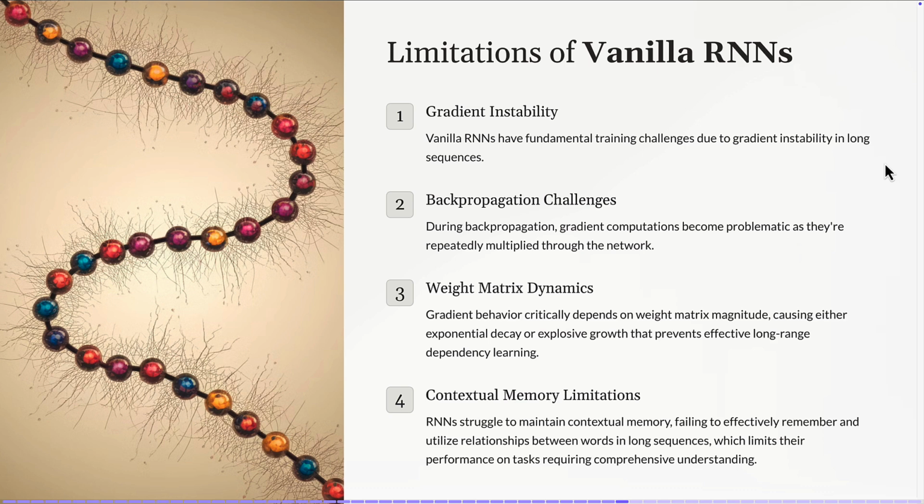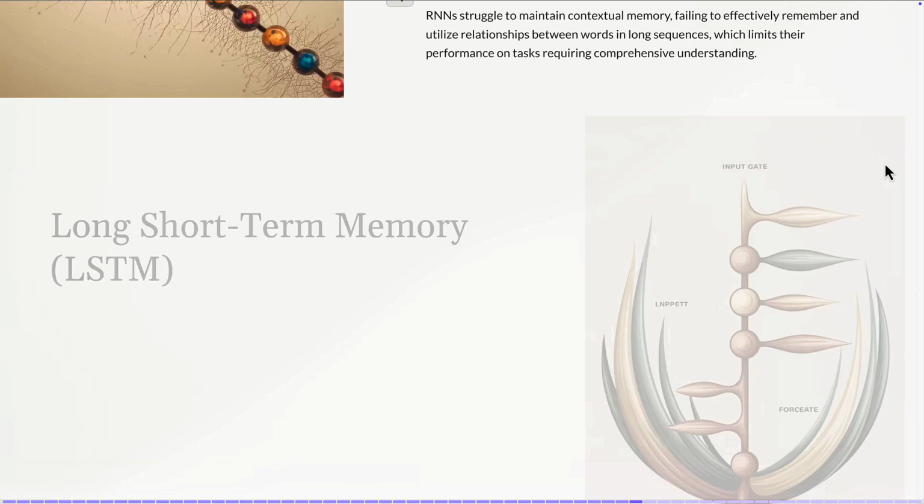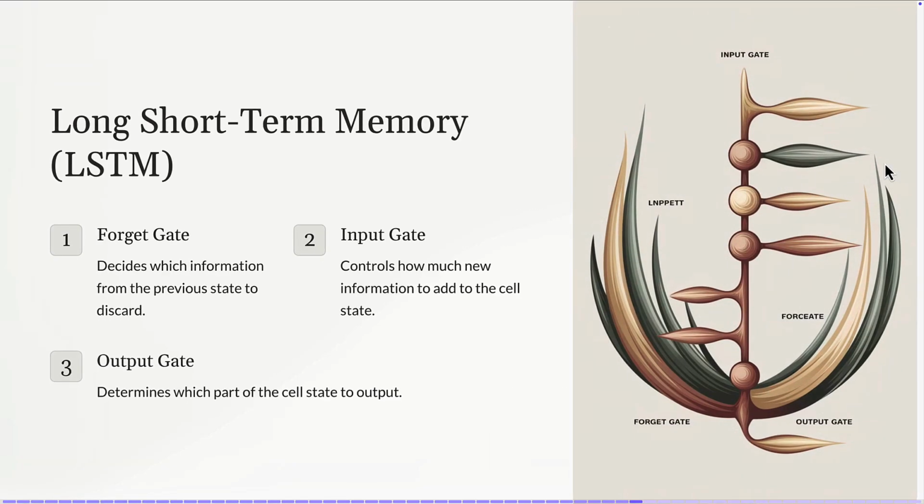So we have a problem of gradient instability. We have a problem of backward propagation challenges. During the back propagation, the gradient computation becomes problematic as they are repeatedly multiplied through the network. And the variants like LSTM solve this, but also only partially, okay? And the weight matrix dynamics and contextual memory limitation. This is what we've already talked about. And this takes us to the concept of long short-term memory, LSTM.